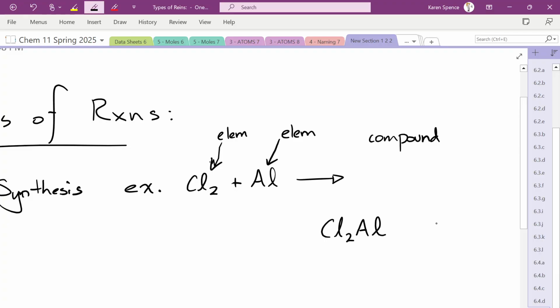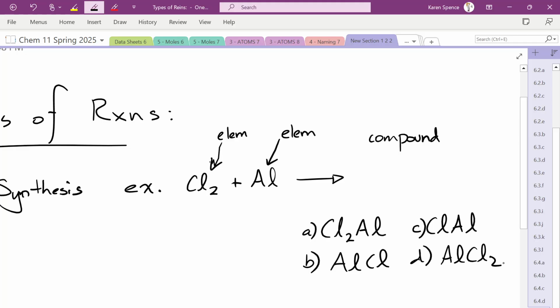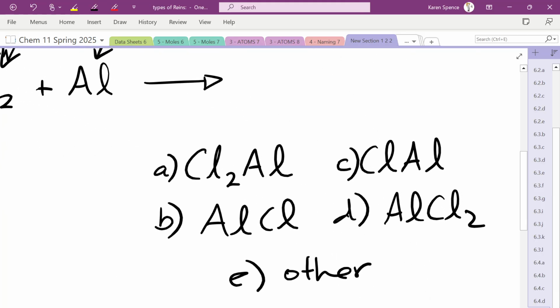Cl2Al, ClAl, let's see, we have AlCl, A, B, C, D, and then we have AlCl2, and then option E is other. So please discuss with your partner and decide which one of those choices you want. You don't need to write down all the choices. You can just look at them.